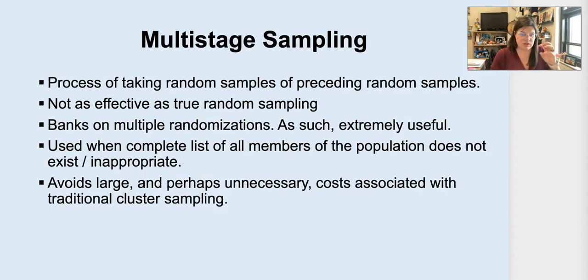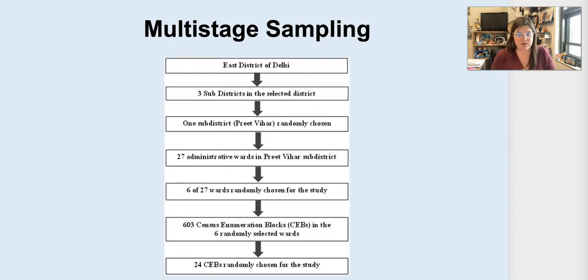So continually doing these randomizations can be very useful. However, we want to be careful because of when the populations are not appropriate for what we are doing. So here's a good example.